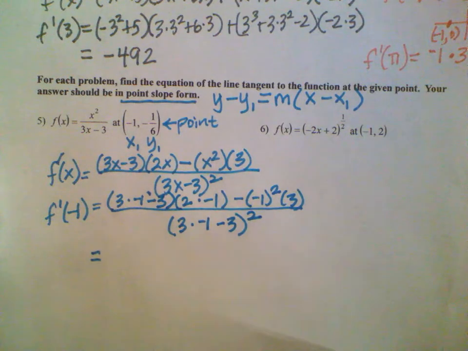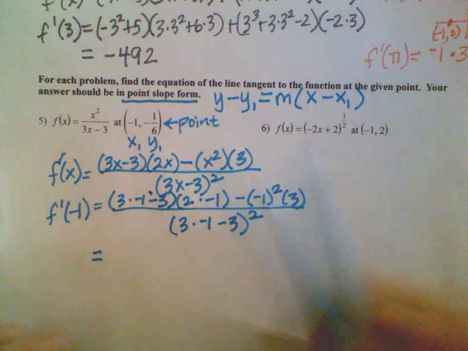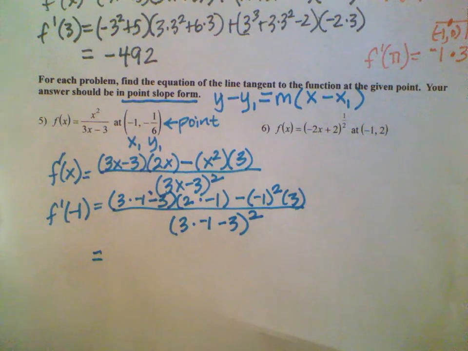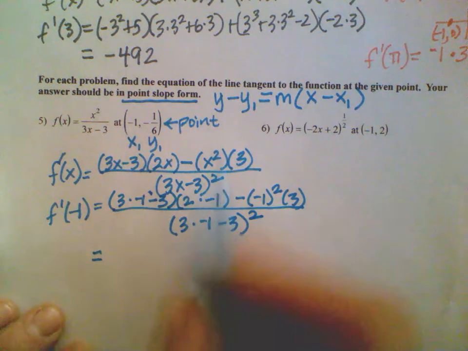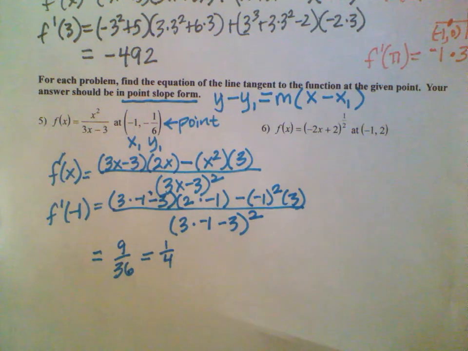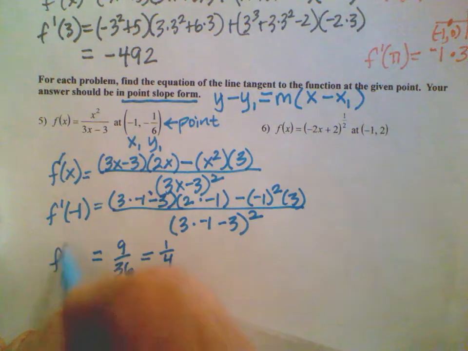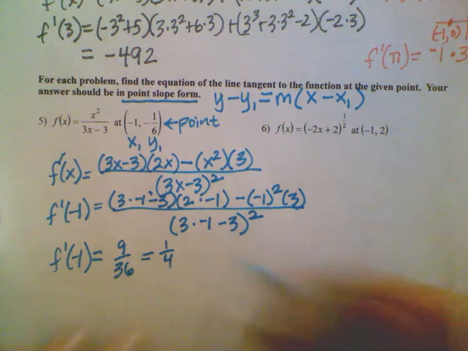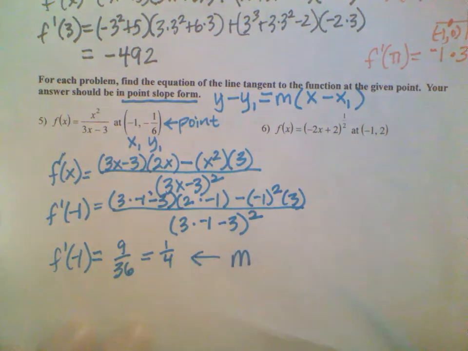Again, this is not the time for me to be teaching you how to do all these calculations that you should be able to figure out on your own. If you do this correctly, it comes out to be 9/36, which reduces down to 1/4. So this is my first derivative at -1. This is my slope. Now I have to just put my slope and my point in this equation.